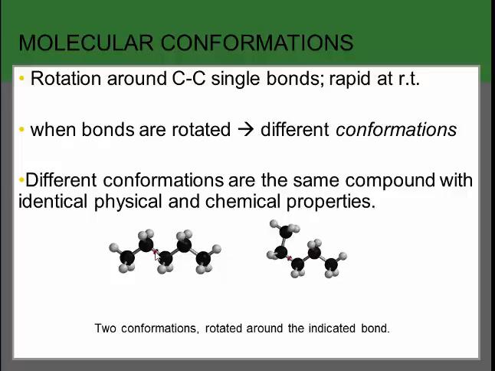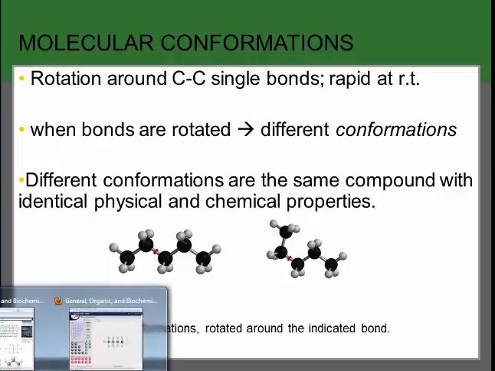If we rotate around this bond indicated with the red circular arrow, we rotate this carbon up and we get this conformation. We have not changed the molecule. We still have 5 carbons in a chain. We've just changed it to a different conformation. That's because we've rotated around this single bond. And they have the same physical and chemical properties. So this molecule is called pentane. It has 5 carbons and 12 hydrogens.